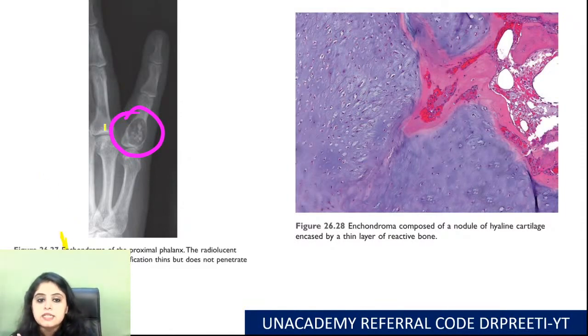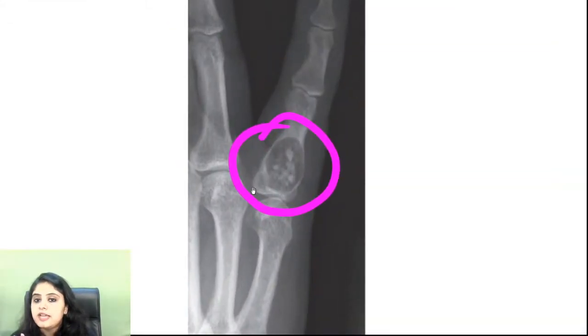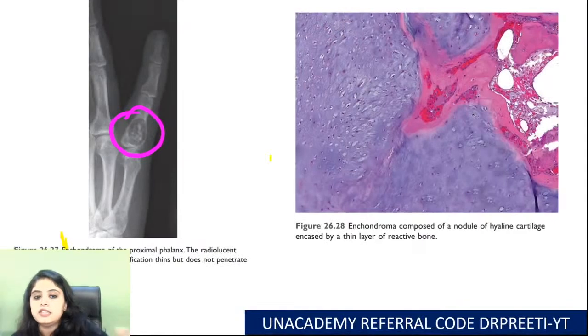So can you see that in the phalanx there is a radiolucent lesion that is present? Yes, can everyone appreciate this? In the phalanx there is a radiolucent lesion present. And in between that lesion you can see some calcification, some calcific deposits are seen. So in the proximal phalanx a radiolucent lesion is seen with a little bit of calcification.